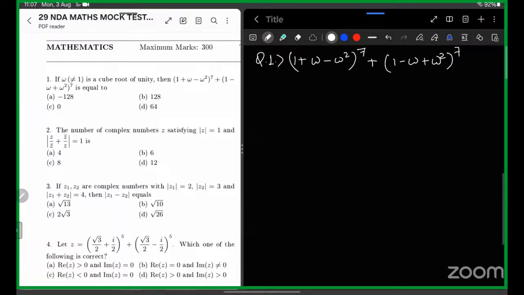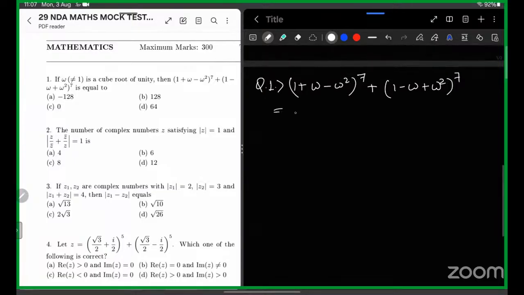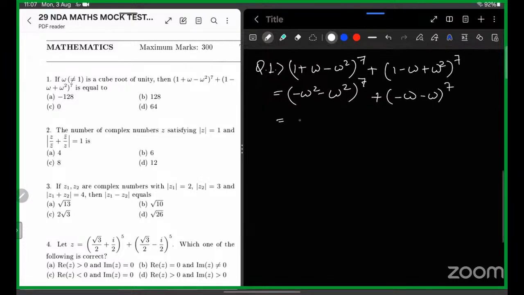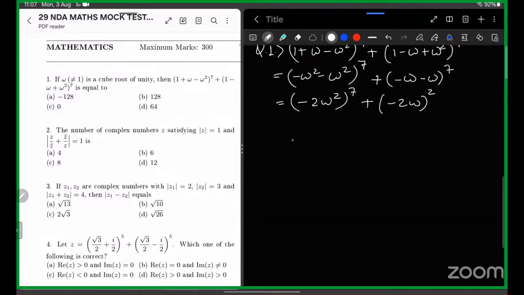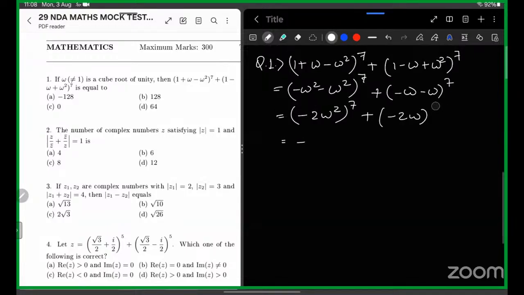Now see, we know that 1 plus omega is equal to minus omega square, by the property 1 plus omega plus omega square equal to 0. So here also I can write 1 plus omega square as minus omega, and one more minus omega square is available from before. So it will become (minus 2 omega square) raised to power 7 plus (minus 2 omega) whole raised to power 7. Since it is an odd power, minus will be there.